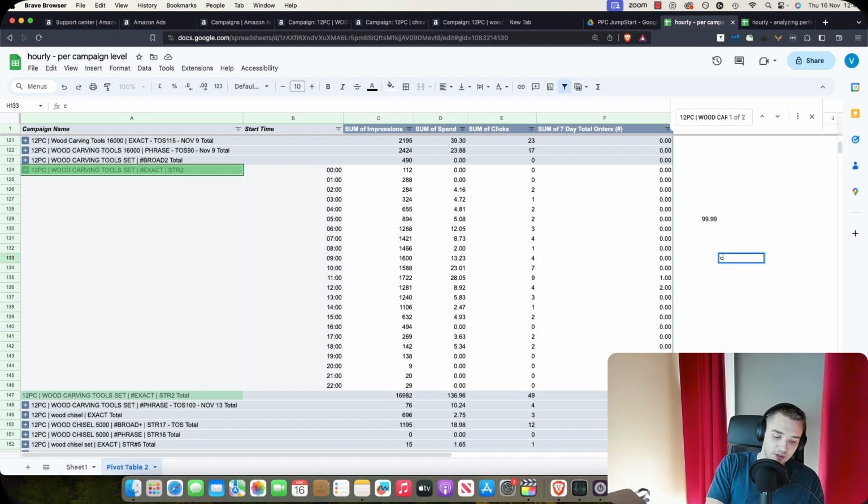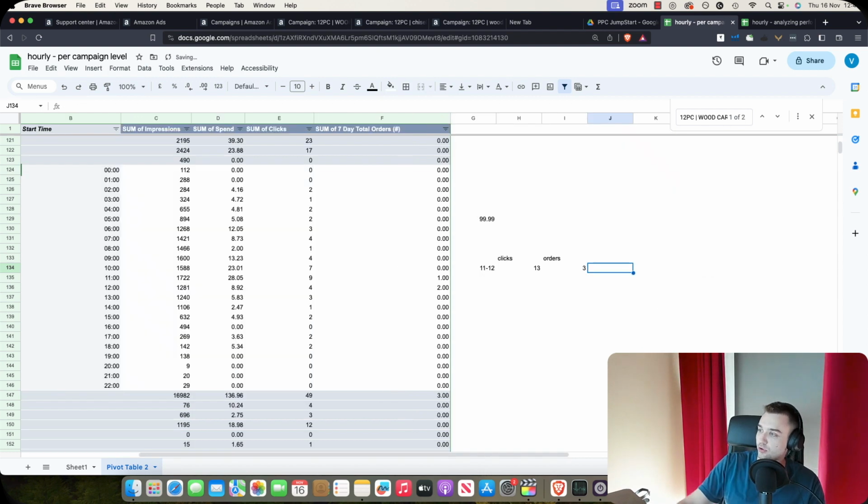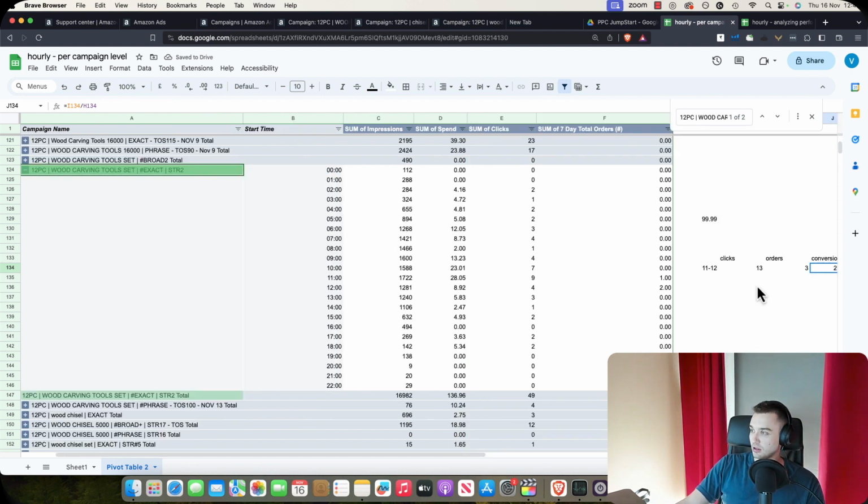Then you can type in here clicks, orders, and then let's say from 11 to 12, the sum of our clicks, it was 13 clicks. And how many orders are we having? So I don't need to do the formula, 3 orders, and then our conversion rate. So quick calculation, 23% conversion around noon time for this campaign, right?